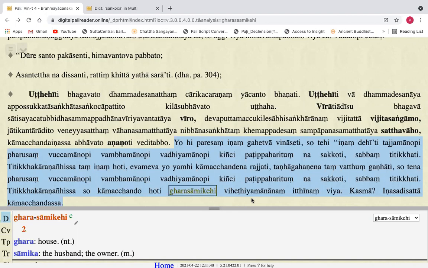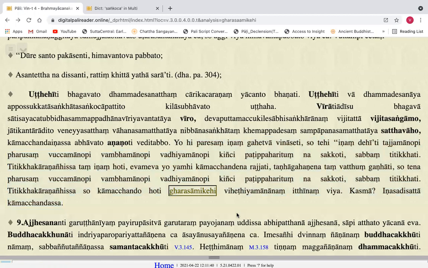Wina Sedi, so dehi inan dehi di, dija manobi, so paraso, wojama, parusan wojama nobi, and wamba manobi, so wadia manobi, kenji, bati, so parido na sekodi, saban didekadi, karane nyesa dan ina hodi ewa mewa. So yo yami, kamichandina rajadi, dana gandina dan watong ganadi. So dina praso oja manobi, prusan oja manobi, so wamba manobi, wadia manobi kenji, so badi parito na sekodi, saban didekadi.